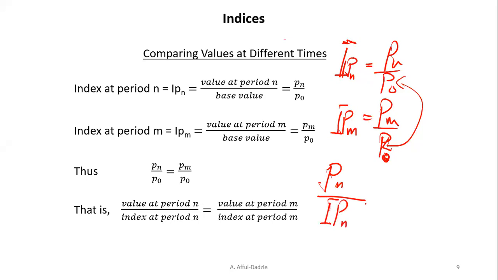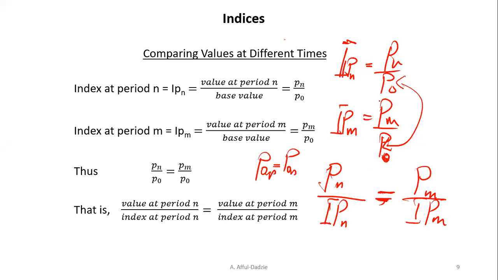I'm trying to skip the steps, that's why. And if you have the other one, you would have PM over IPM. So we are saying that P naught here for M is the same as P naught here for N. And of course, it's the fixed-base approach. So the base period for M will be the same base period for N. So we can equate these two.